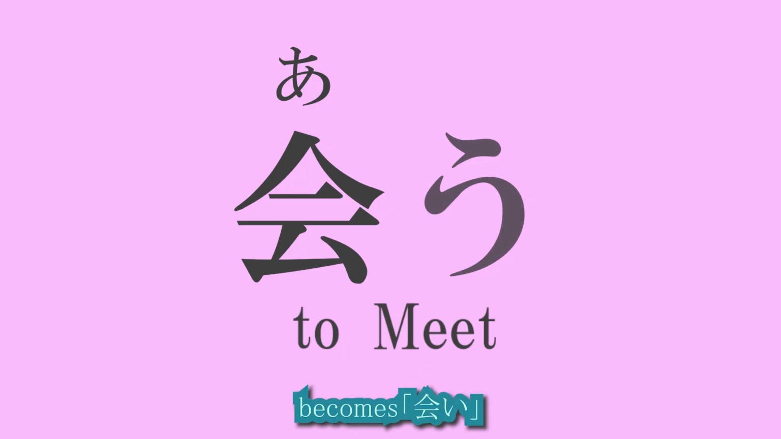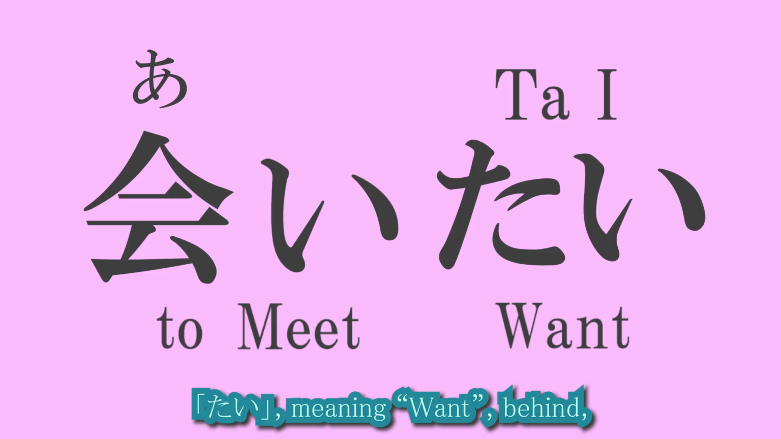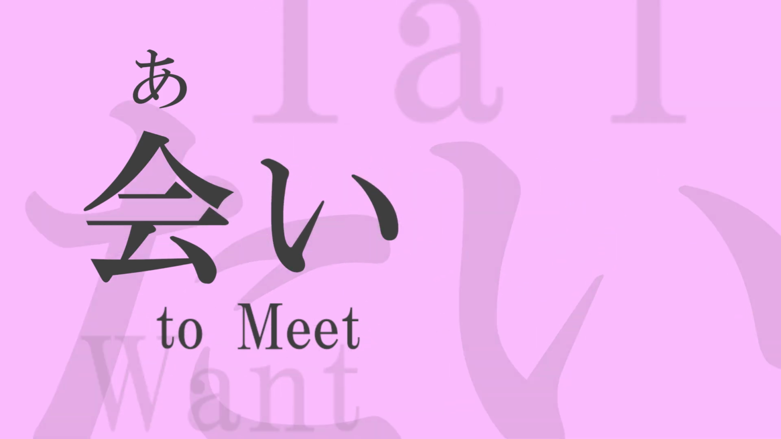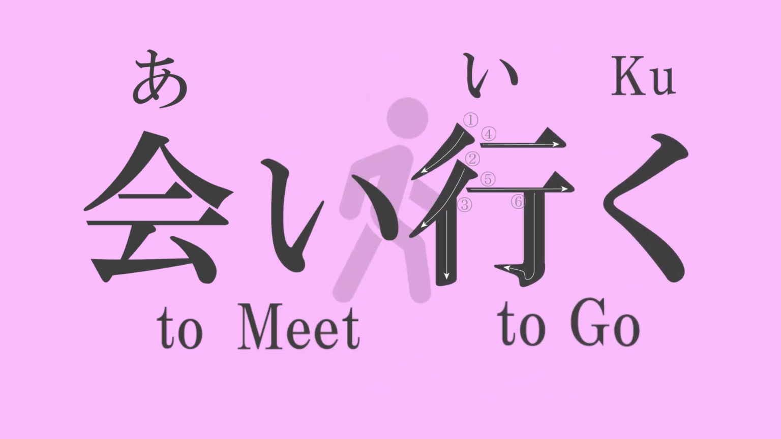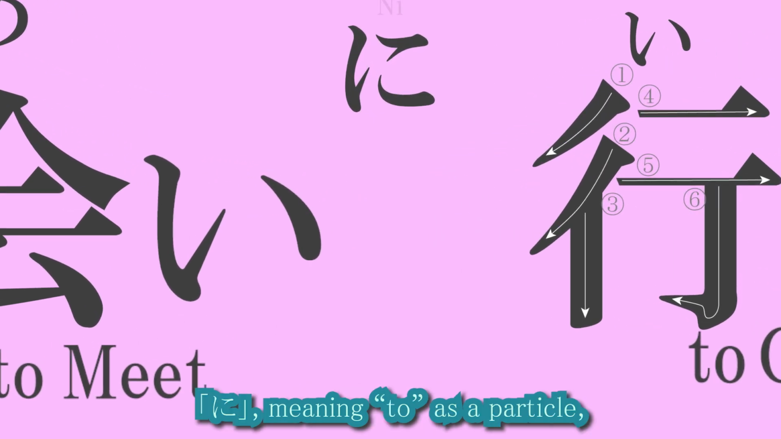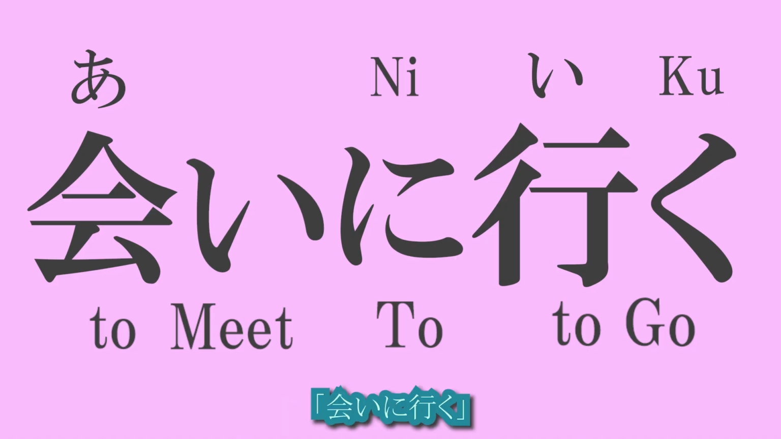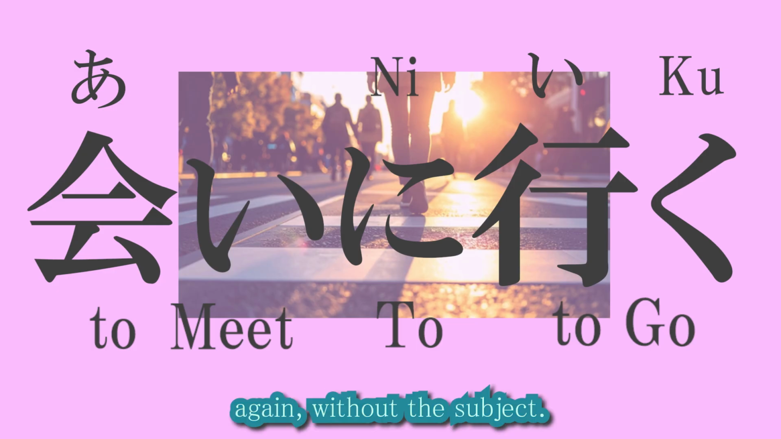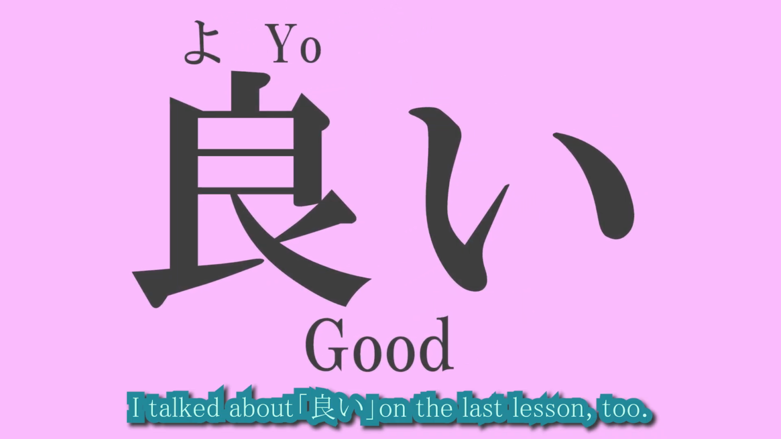会う becomes 会い when based on language, with たい meaning want behind, and 会いたい means want to meet. 会い adding 行く meaning to go, and adding in between に meaning to as a particle. 会いに行く means I go to meet. Again, without the subject. I talked about 良い on the last lesson too.